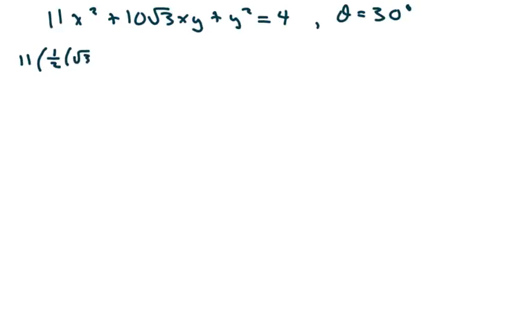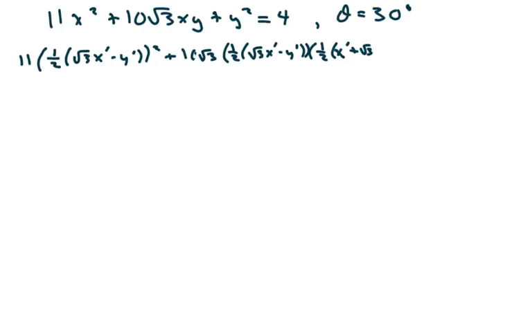1/2 square root of 3 x prime minus y prime, squared, plus 10 square root of 3 times 1/2 square root of 3 x prime minus y prime times 1/2 times x prime plus square root of 3 y prime. I will not believe it if I can get this all in one line. Plus y squared, which is 1/2 x prime plus square root of 3 y prime squared. And I still didn't get my 4 in there, but there's my 4. Alright, so we're going to simplify. Remember that 1/2 squared is 1/4 when we're doing this.